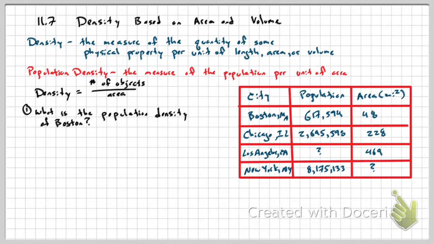Again, density equals the number of people, or the number of objects, so the population, 617,594, divided by the space that they live in, 48 square miles. So we take our calculator, 617,594 divided by 48, and we get 12,866 people per square mile. So that is a very highly dense area.